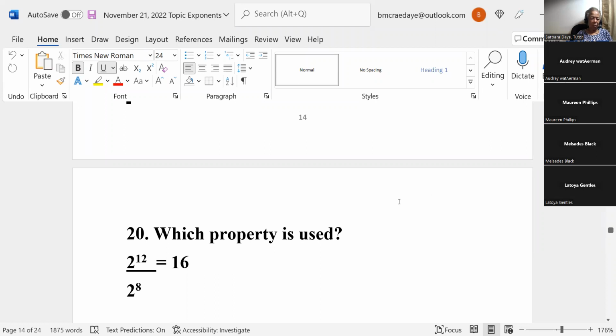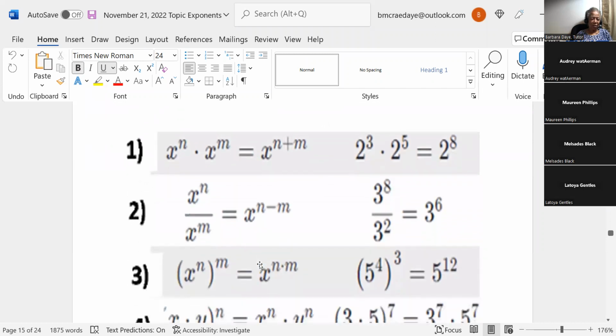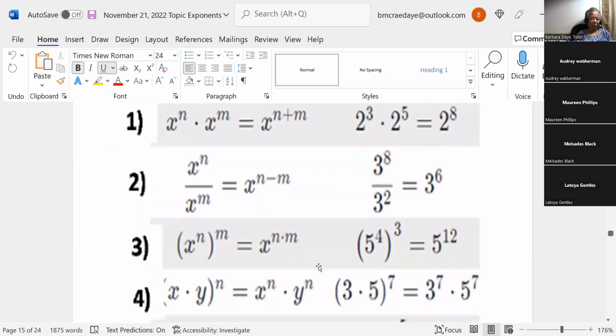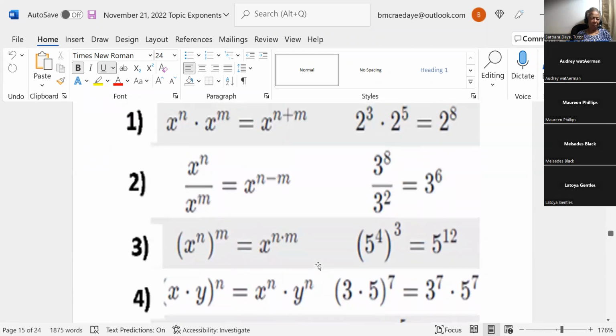Okay, Maureen, which property is used? What are we doing here? Multiplying, dividing, or what? I think we divided. That's right. 2 to the 12 divided by 2 to the 8. And let's look, which property has division? Which one? It's got division. Yeah, which property? 1, 2, 3, 4, or 5? 5.